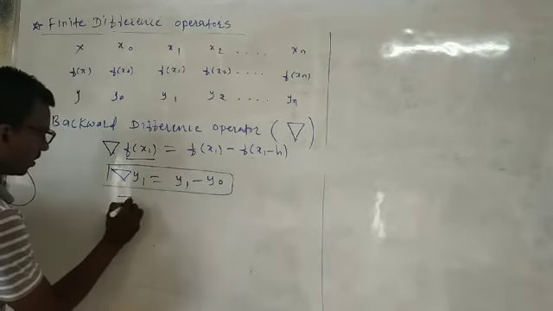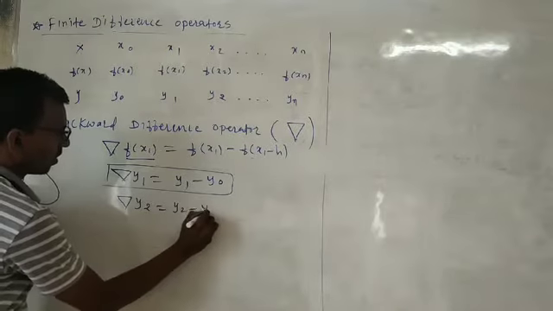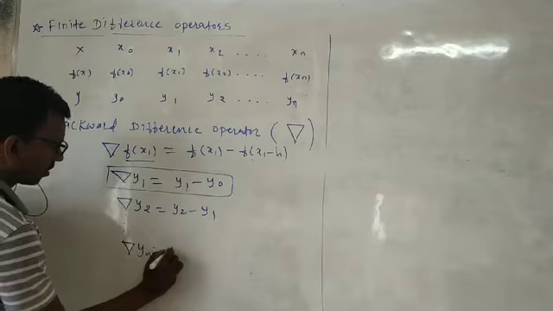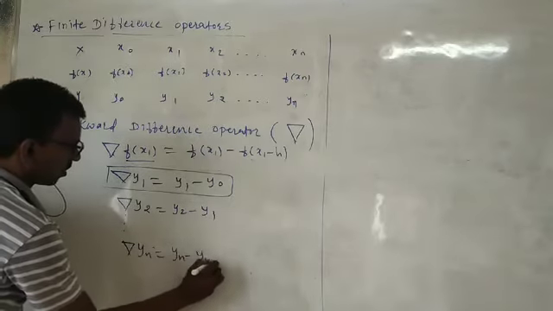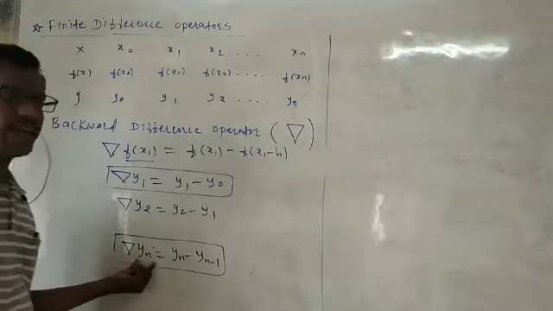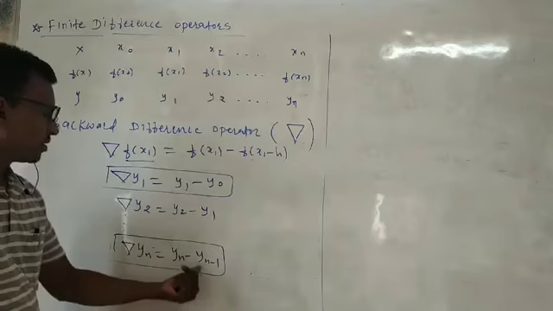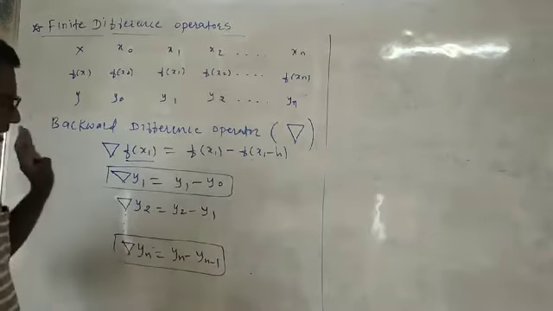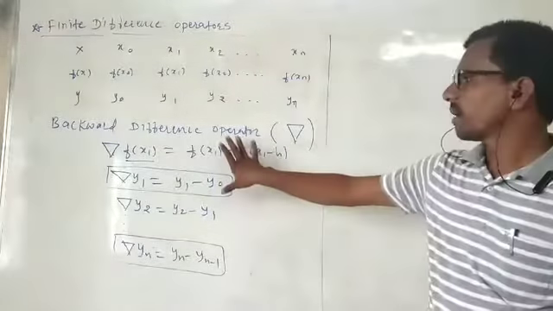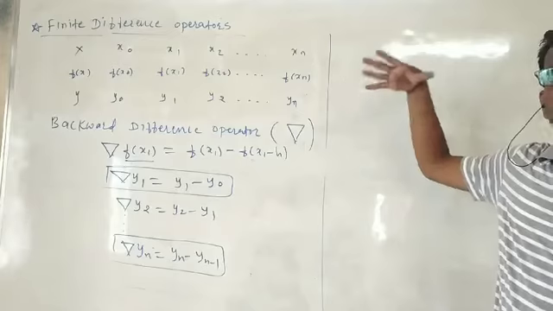Similarly, we can define this for the nth term, that is the backward difference operator of yn is equal to yn minus y(n−1). Here also, this is the first order backward difference operator. Similarly, here we can define the second order backward difference operator also.